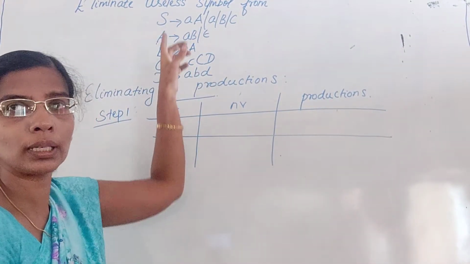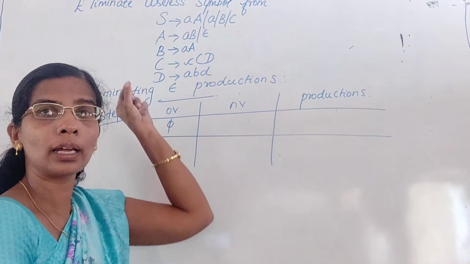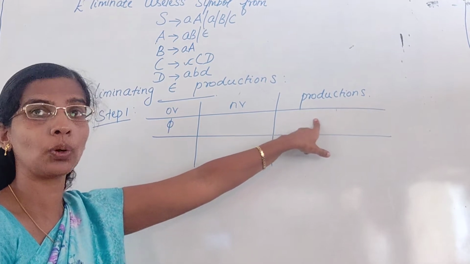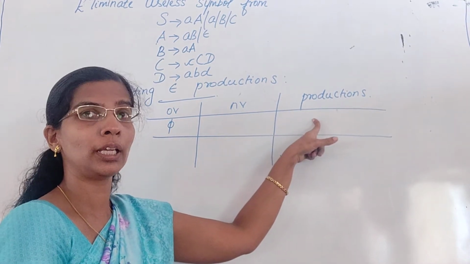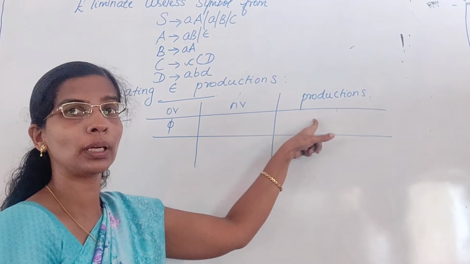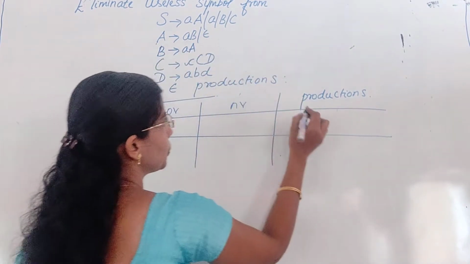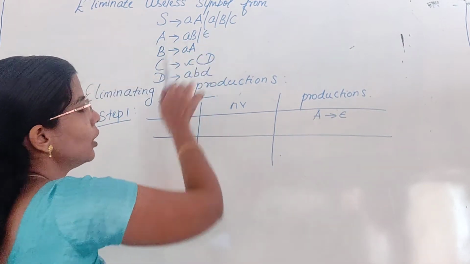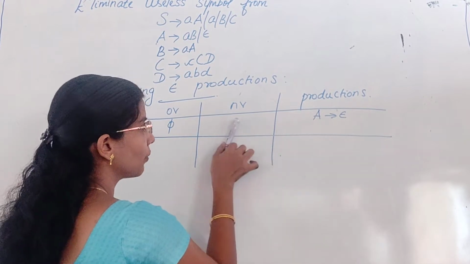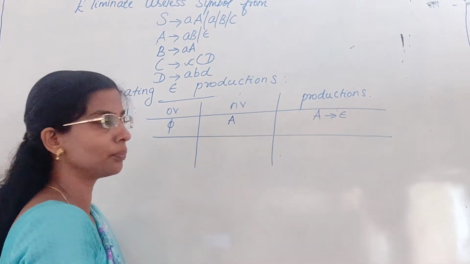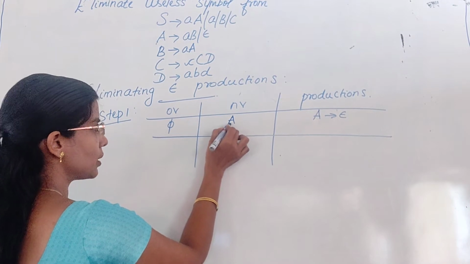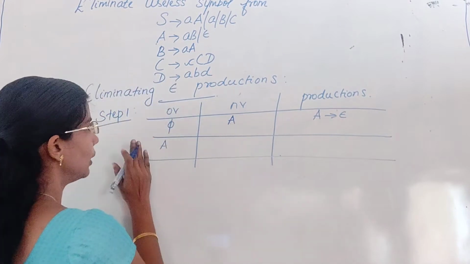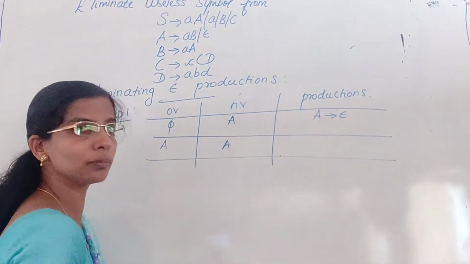Now what you have to do is check this grammar and write only epsilon productions in the productions column. What is an epsilon production? You should have only epsilon in the RHS. Take and write such productions. A tends to epsilon. I have only one epsilon production. Now write the variable. The variable is A. Now copy this new variable to the old variable.